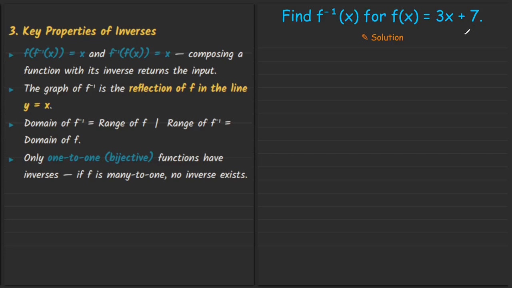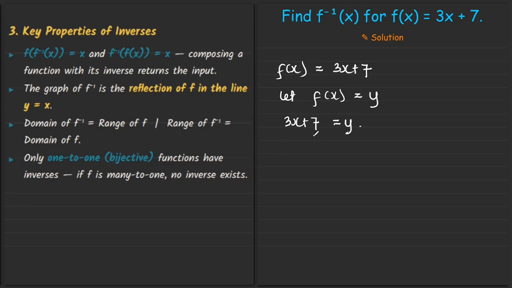So we would follow the steps. First of all, we know our function f of x to be equal to 3x plus 7. Step 1 says we should first equate our function to y. That is to say, let f of x be equal to y. We know what f of x is. That is 3x plus 7. So 3x plus 7 should be equal to y.